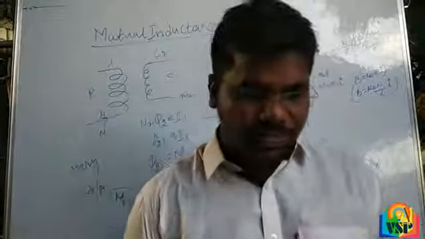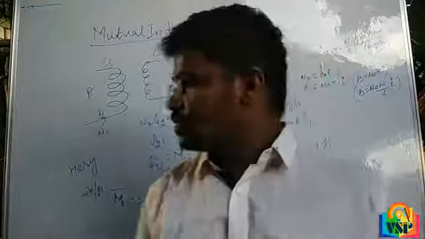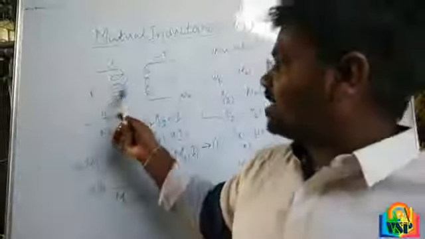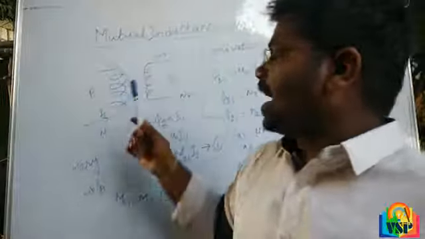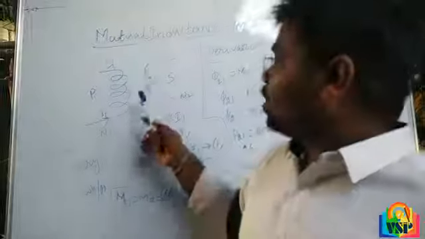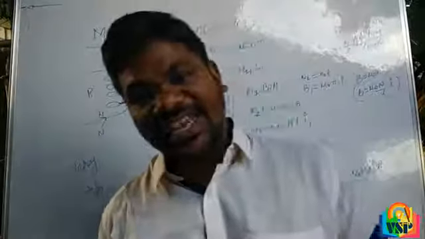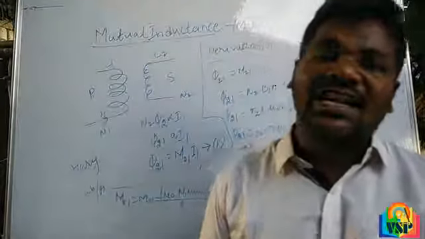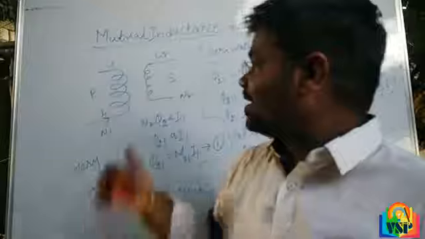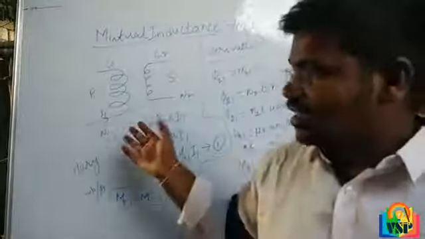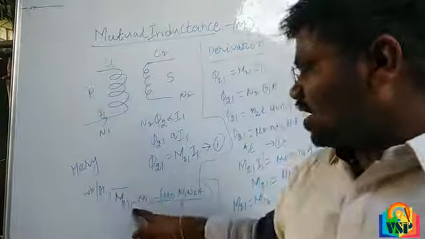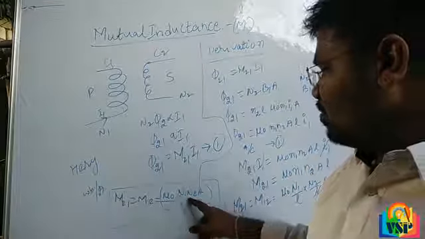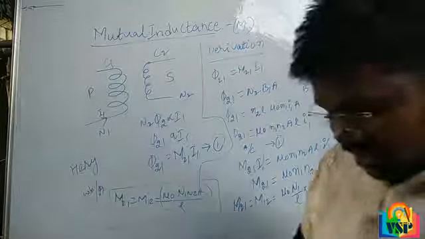Mutual inductance means if current passes through coil 1 or the primary coil, the flux is linked with respect to 1 and an induced EMF is developed in the secondary coil. If we send current through the primary coil, an induced current or an induced EMF is developed in the secondary coil. So mutual inductance M21 is equal to M12 is equal to mu naught N1 N2 A divided by L.